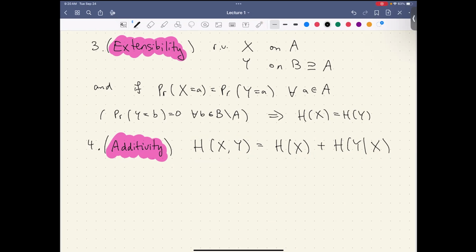Continuity. Continuity says the entropy of X depends continuously on the atom probabilities.